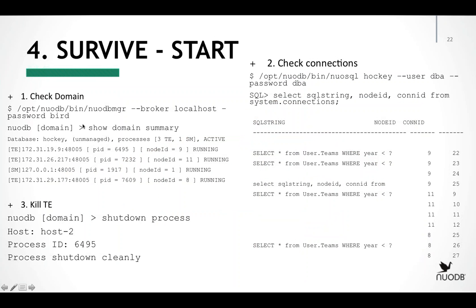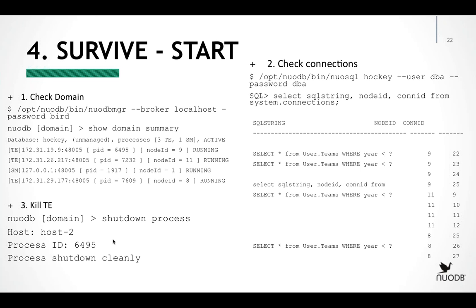So when you are ready to experiment with this, you'll follow this process. First, you'll check with the NuoDB Manager tool that the domain is up and running. You have a number of active engines there. Then you'll see that you have a number of active connections. And then you'll shut down one of the transaction engines.